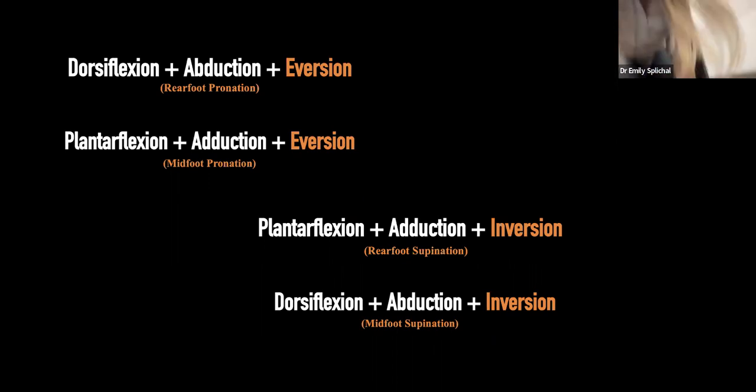Okay, so we want to make sure that we are always breaking down the components of what pronation is. Okay, so it's triplanar. Try to break it down to the 3 planes. What is each plane doing? What is each joint doing? Remember, 2 joints are needed to pronate and supinate. So we got our rear foot, we got our midfoot. Okay, woo! Biomechanics 101.